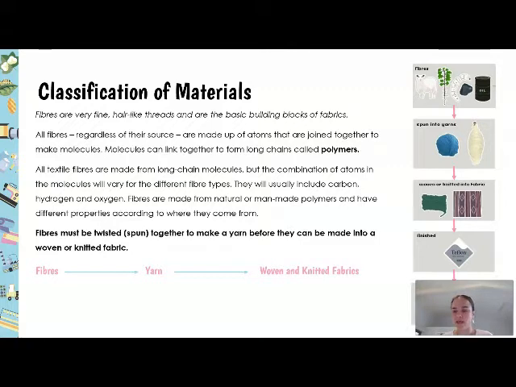So every fibre type has different characteristics. Some are similar, but most of them are different.